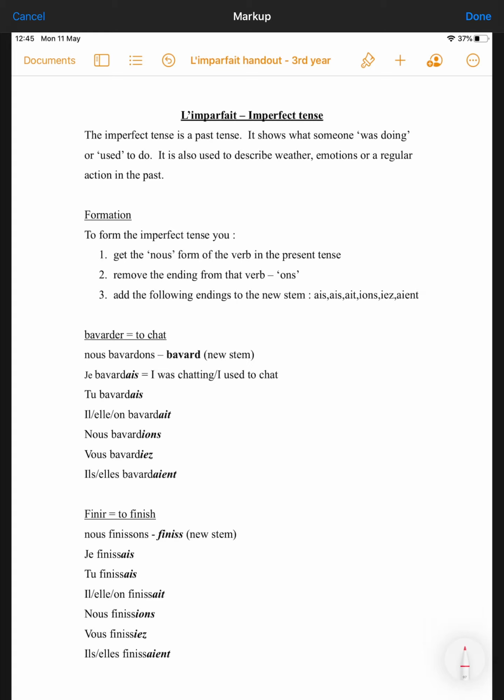Okay, it shows what someone was doing or used to do, and it is used to describe weather, emotions, or a regular action in the past. Okay, so that's important there.